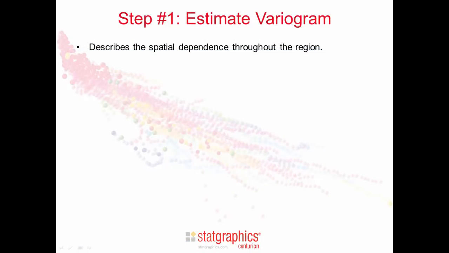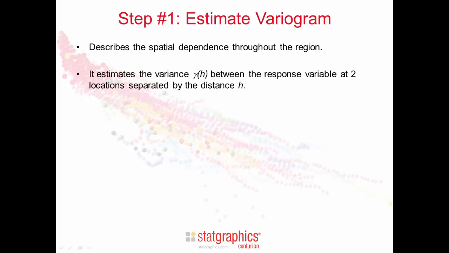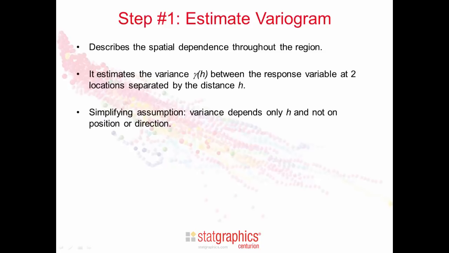The first step in applying Kriging is to estimate the variogram. The variogram describes the spatial dependence throughout the region. In particular, it estimates the variance, gamma sub h, between the response at two locations in the region, separated by a distance h. We'll make one simplifying assumption. We'll assume that the variance depends only on the distance h and not on the position of the two locations or the direction between them.